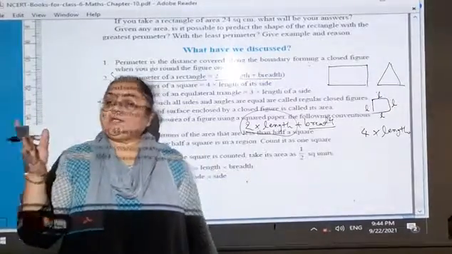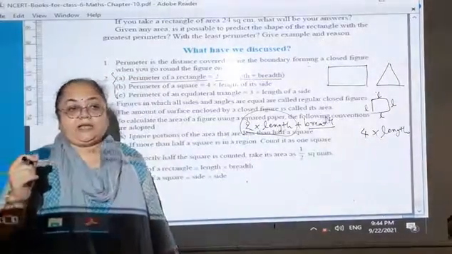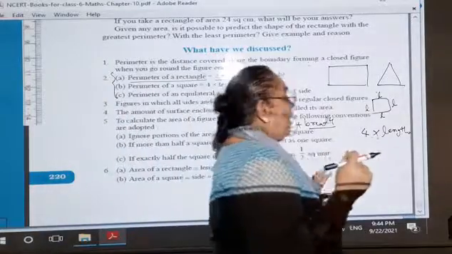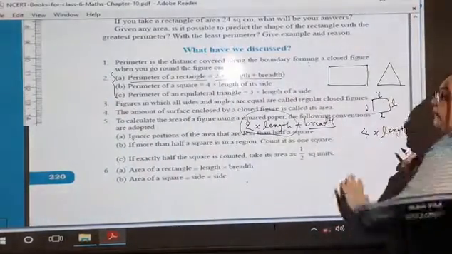वीडियोस देखो भाई, नहीं देखते हो घर पे जाके. चलो, तो ये हो गया पेरीमीटर का रिवीजन.